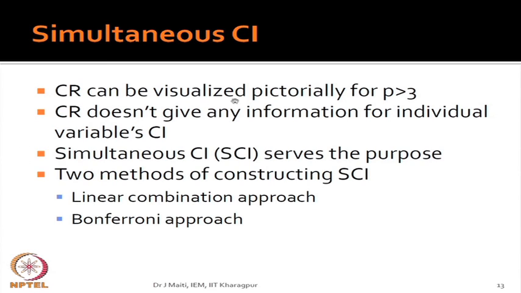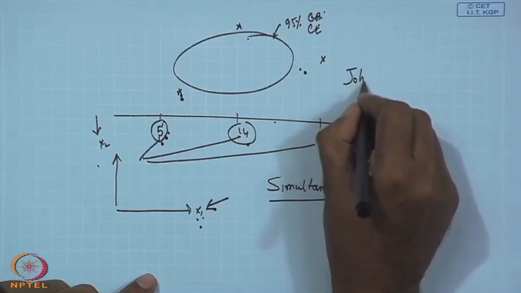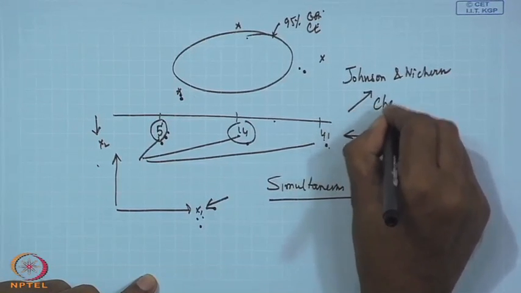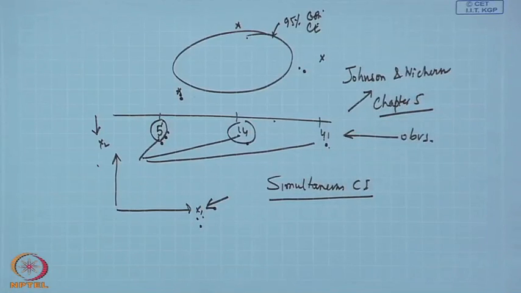What is given here? CR can be visualized pictorially, but for p greater than 2 it cannot be visualized. CR does not give any information on the individual variables' confidence intervals. Simultaneous confidence interval serves the purpose. There are two methods of constructing SCI: one is the linear combination approach, the other one is the Bonferroni approach. Both approaches are available in the book of Johnson and Wichern. Please go through chapter 5.